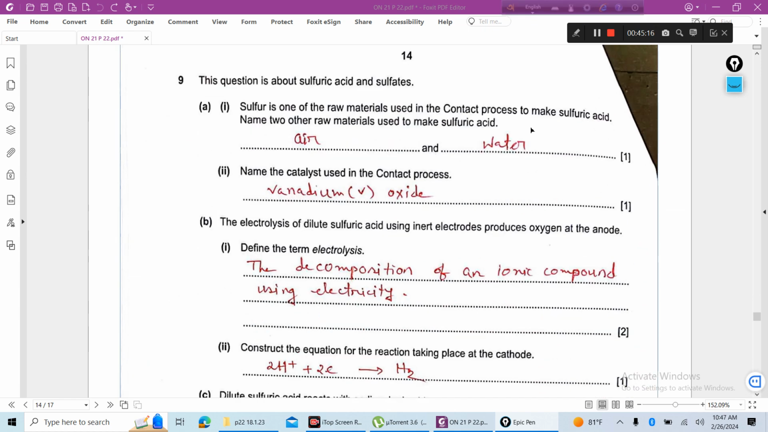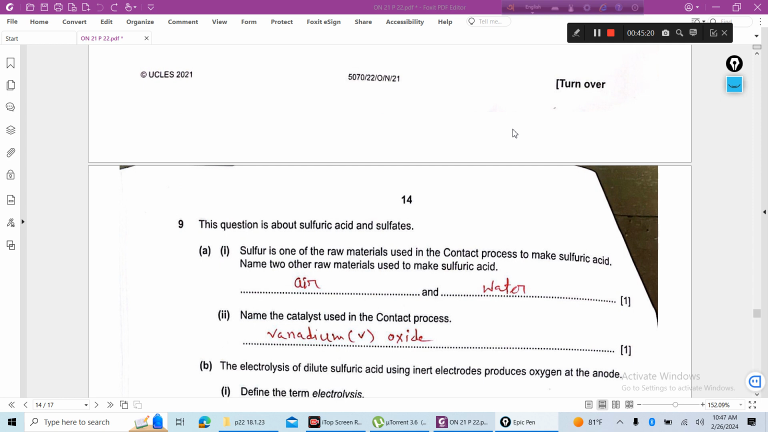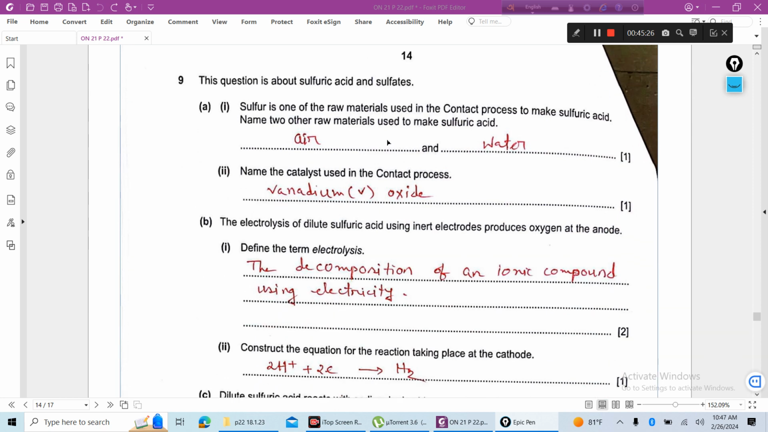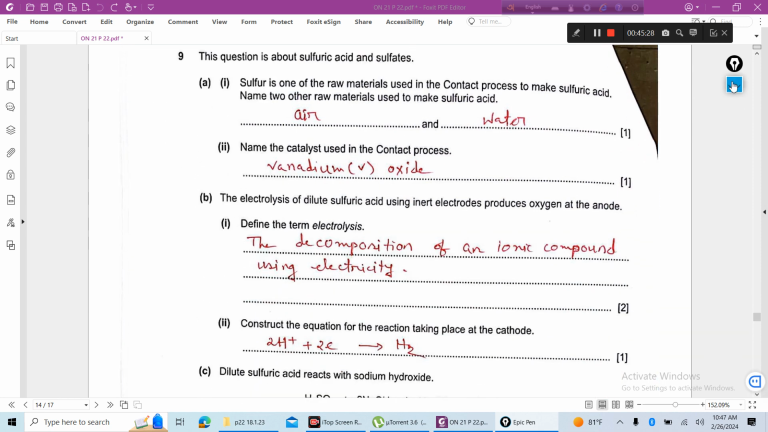Okay, now next, 9. About the sulfuric acid and sulfates. A1. Sulfur is one of the raw materials used in contact process to make sulfuric acid. Name two other raw materials used to make sulfuric acid.